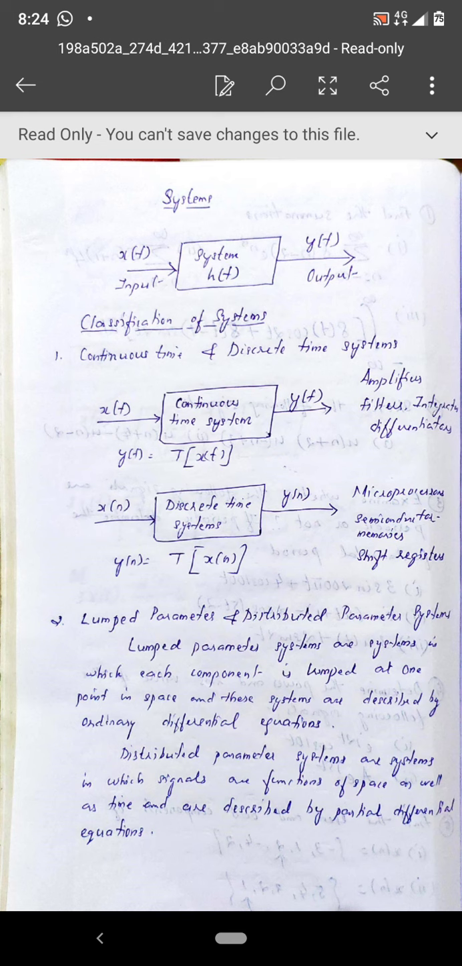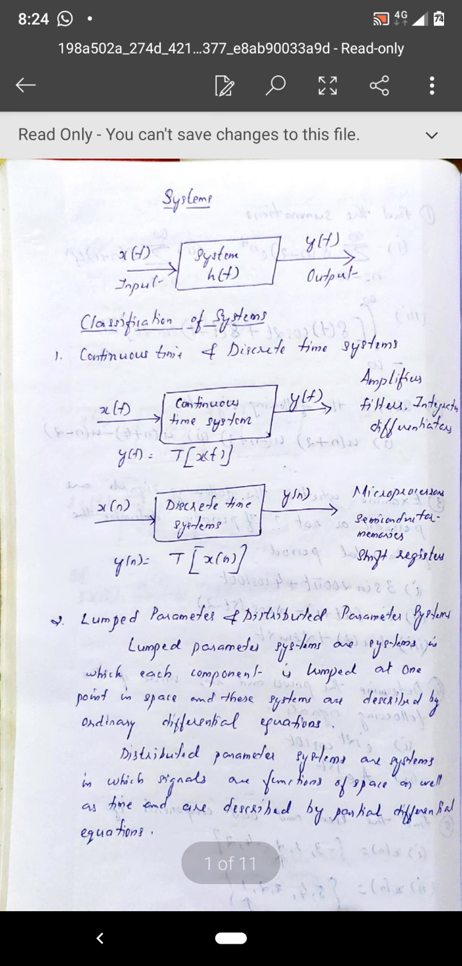So you can represent any system by its impulse response. That is why here h of t is marked. And at a later stage, when we learn about the Laplace transform, we'll transform this to capital H of s, which is called the transfer function. Now we'll see what is the classification of systems.